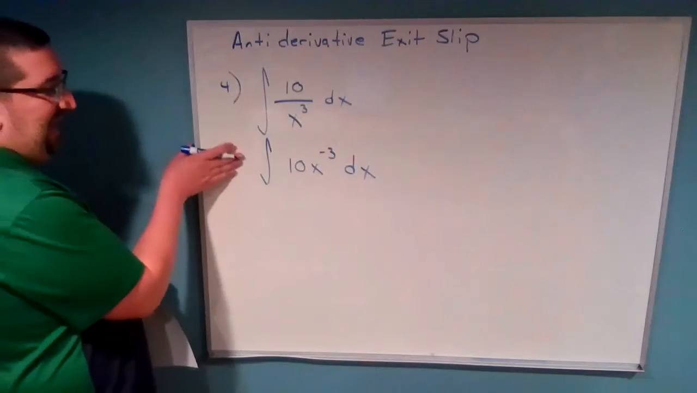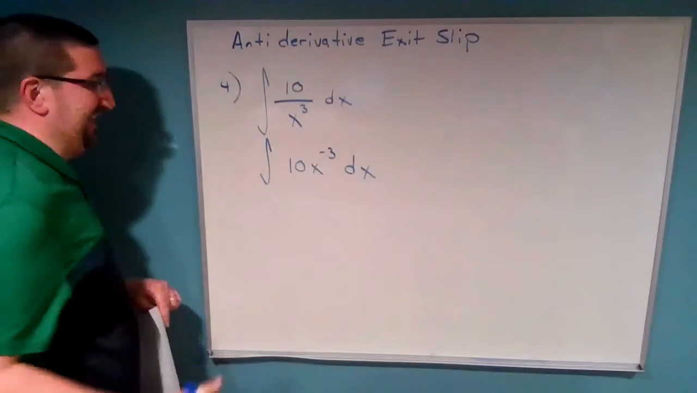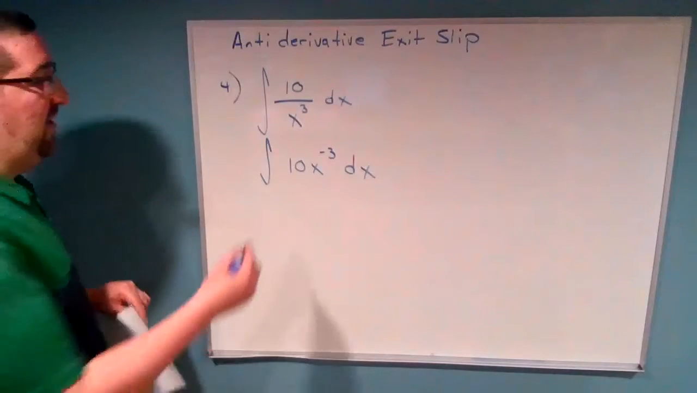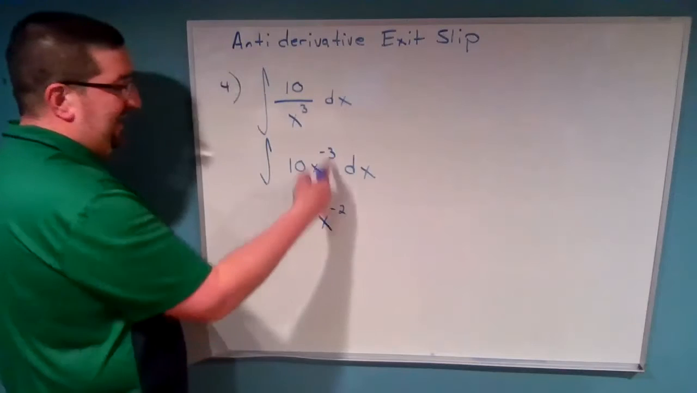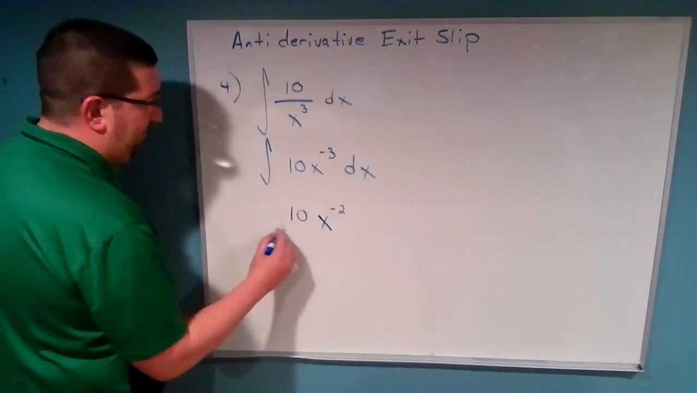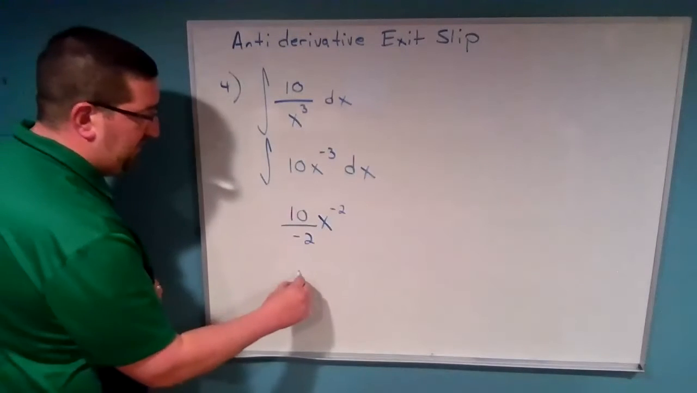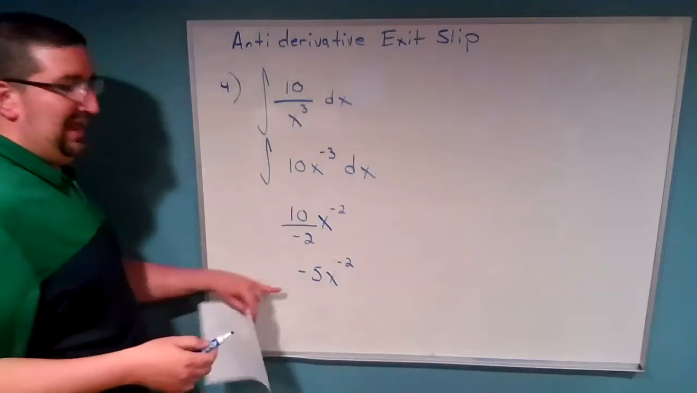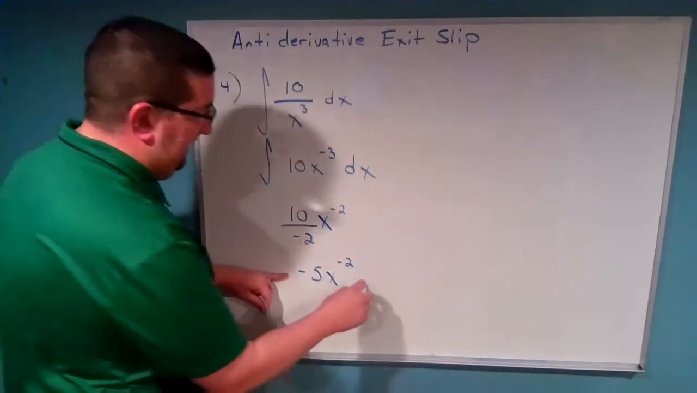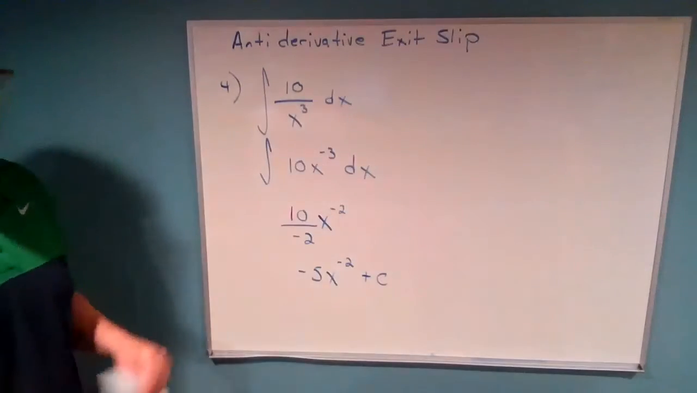So that symbol is telling me that this is the derivative of something and I need to take the antiderivative of it. So we are going to add 1 to our exponent and then divide by our new exponent. So 10 over negative 2 would be negative 5, x to the negative 2. And we have to make sure in our final answer, we add in that plus c.